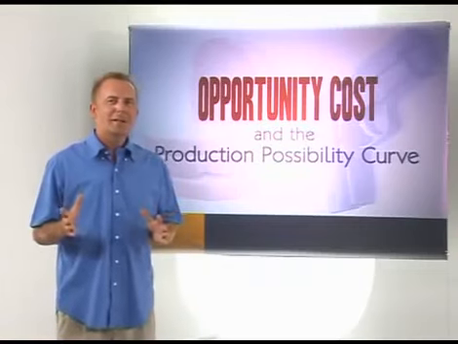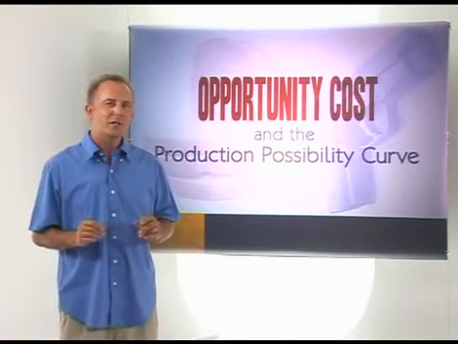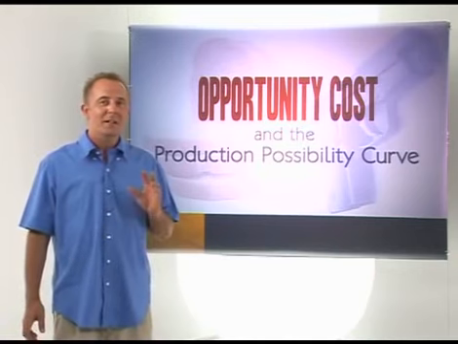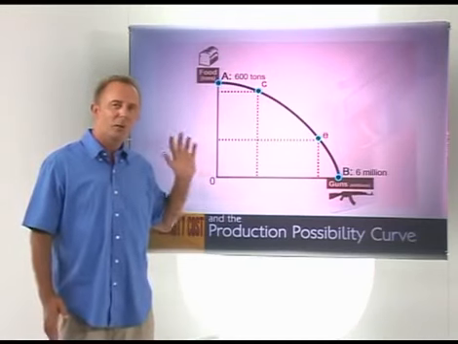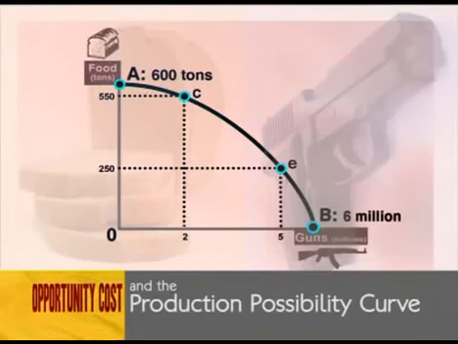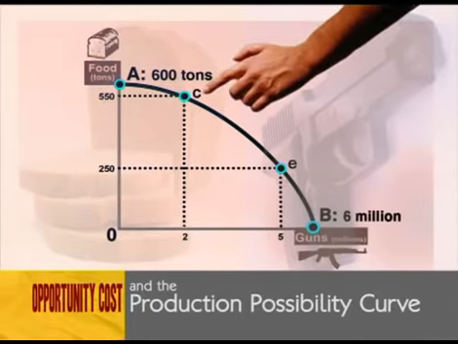The production possibility curve can also be used to illustrate opportunity cost. To illustrate opportunity cost, we'll compare point C with point E. At both points, we're using all of our available resources such as land, capital, labour and technology to produce food and guns. We're making an efficient use of our resources.